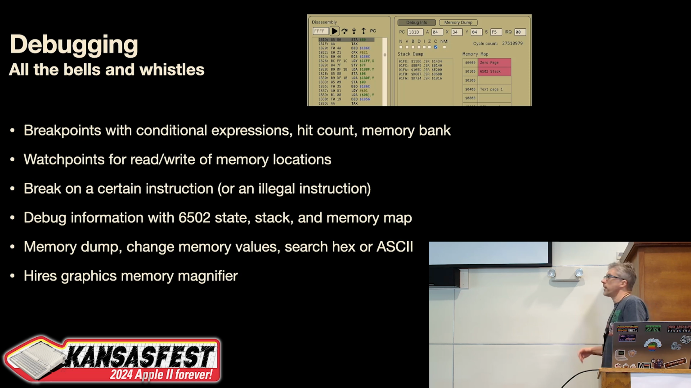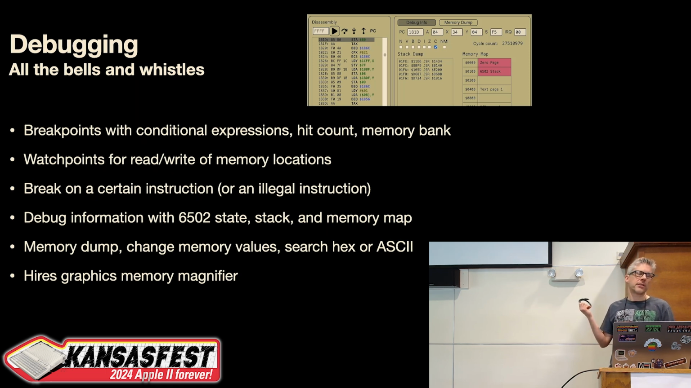All right, so finally we get to debugging. There's a big list here of things. I'm actually going to try and demo a fair number of these in a few minutes. But this is kind of what I really wanted to get to this year. And so I've tried to add as many features as I can imagine a developer of 6502 software would need.